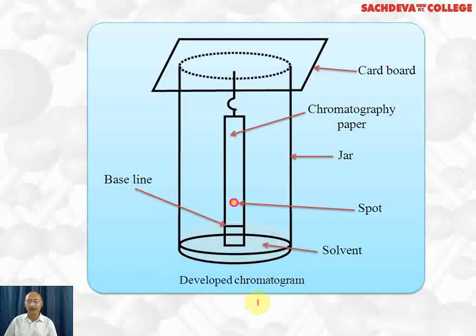This is the developed chromatogram. The spot has reached its final place, and it has moved from the baseline, and here we have taken the solvent, a mixture of solvents. Generally we take water plus alcohol. The spot has moved to this place. This jar was taken. This was the chromatographic paper.